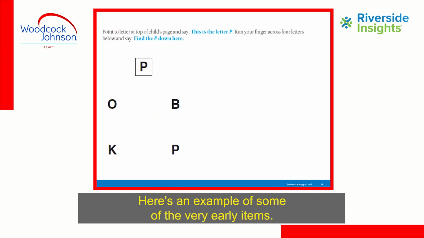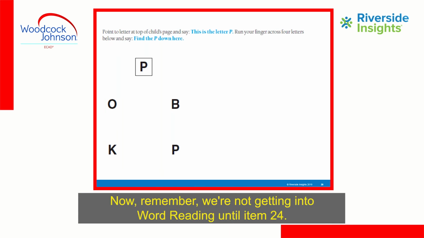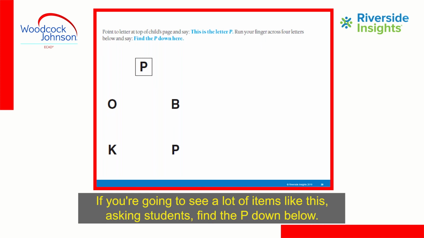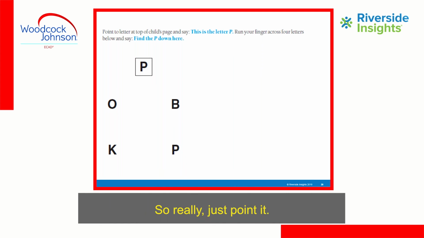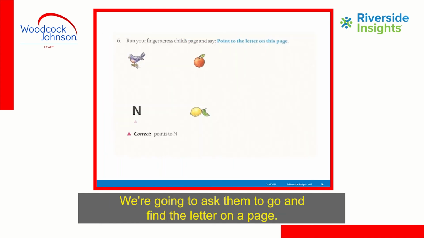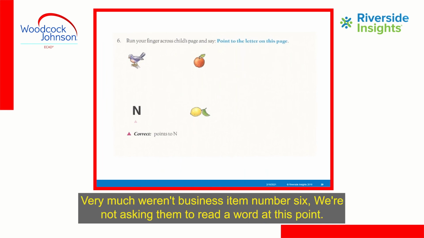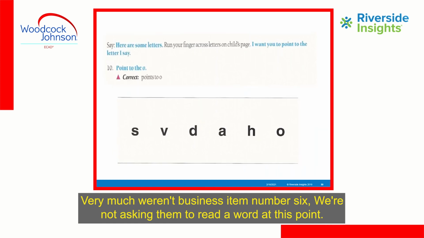Here's an example of some of the very early items. Now remember, we're not getting into word reading until item 24. So you're going to see a lot of items like this, asking the student to find the P down below. So really just pointing. We're going to ask them to go and find the letter on a page. Very much, this is item number 6. We're not asking them to read a word at this point.